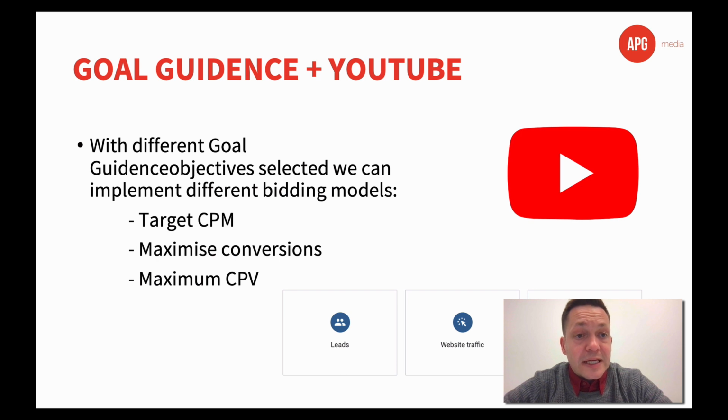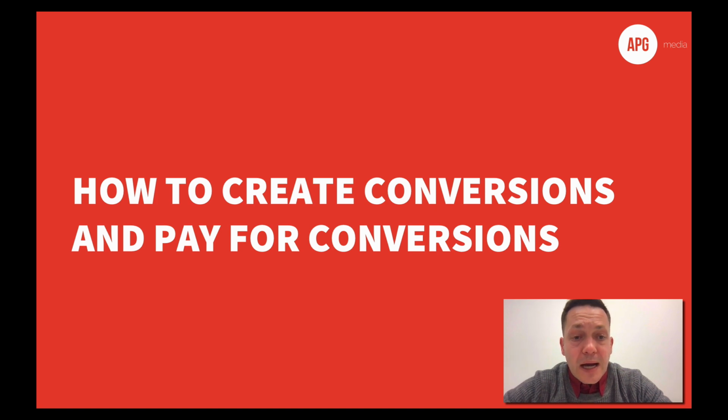So we see that with different goal guidance and even the same platform, you can have completely different objectives selected and implemented completely different bidding models. So target CPM, maximize conversions, maximum CPV. All this is possible only because with display campaigns we have a possibility to control what we want to achieve. So how to create conversions and pay for conversions.